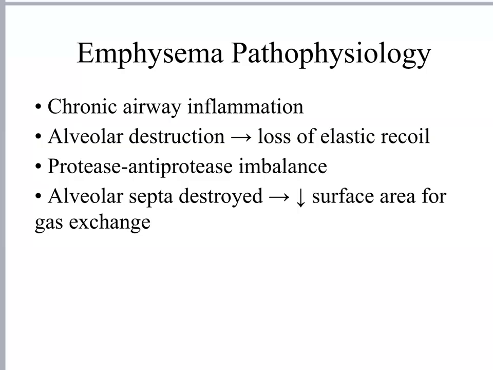So those alveoli are kind of like little sacs. And remember, I talked last week about surfactant. They ideally have a little bit of elasticity to them, but when they get destroyed, they lose that elastic recoil, so you can't have good gas exchange across them. Something called a protease antiprotease imbalance is present. And remember, protease is an enzyme that breaks down elastin and connective tissue.